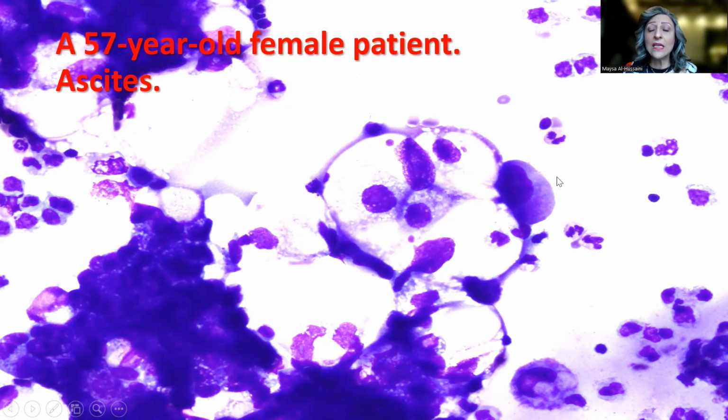As you can see here, this is the Diffquick stain or the Giemsa stain. As you can see, large groups, large aggregates of large cells with abundant cytoplasm and very large nuclei. Now, the cells have a tendency to show vacuolation in the cytoplasm. I'm not quite sure why this happens, but this is quite common in serous carcinoma advancing or metastasizing to the peritoneal cavity and having ascites.